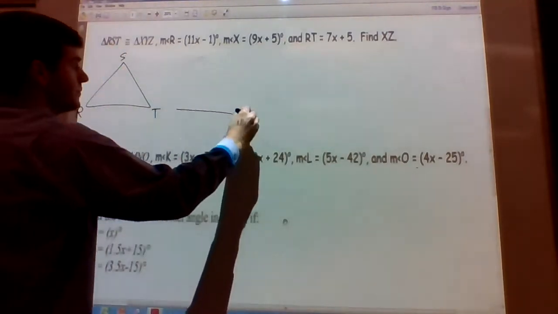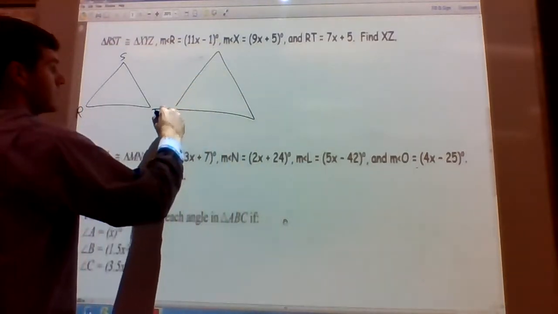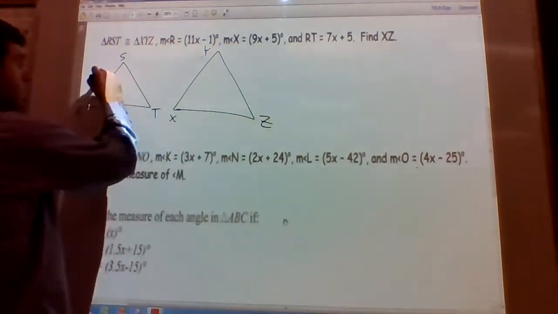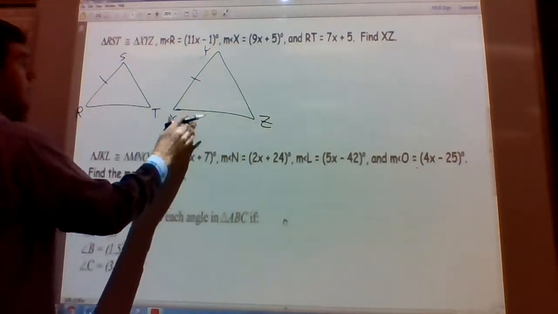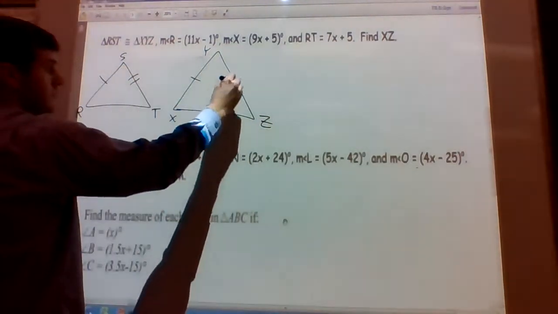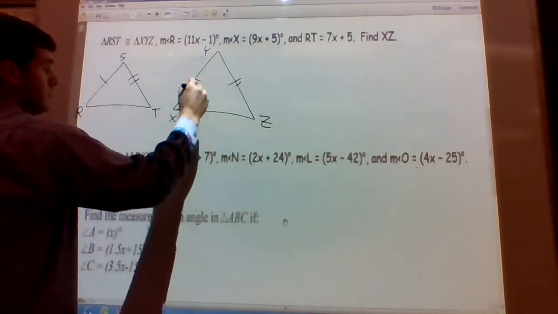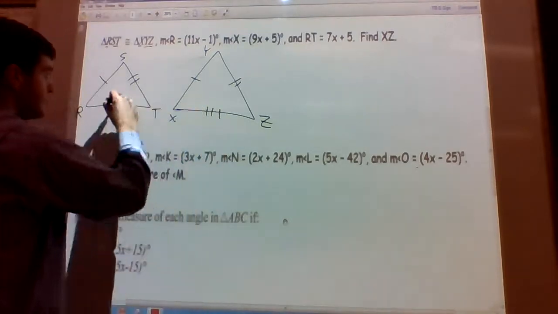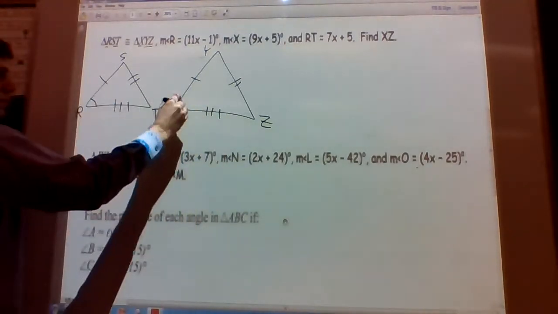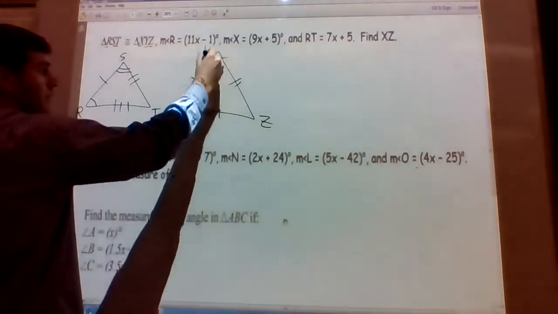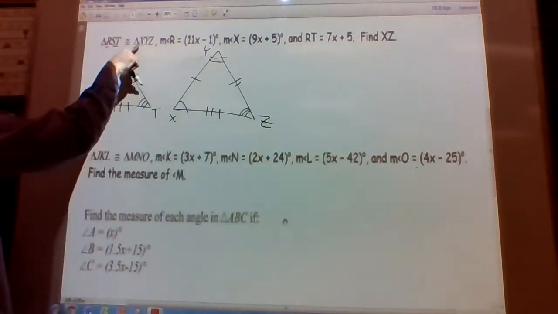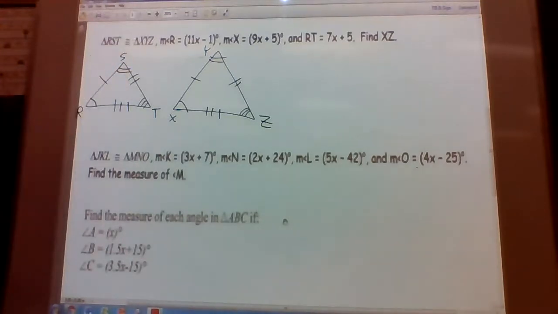RST, XYZ. Again, RS is congruent to XY. ST is congruent to YZ. RT is congruent to XZ. Angle R is congruent to angle X. Angle S is congruent to angle Y. And angle T is congruent to angle Z. Again, we're getting this from the order of the triangles.